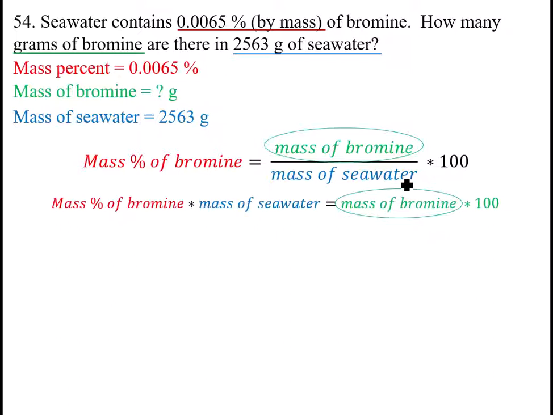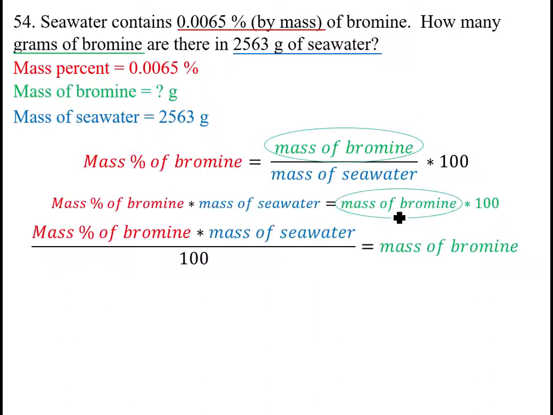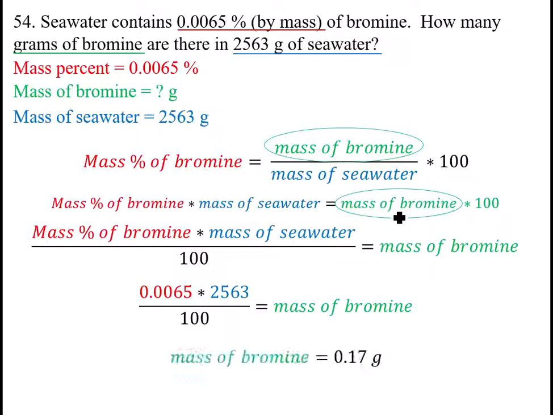Whenever I'm doing these equations, this was division, so the opposite of division is multiplication. This is multiplication, so the opposite of multiplication is division. So now I want to divide both sides by 100. So I get my formula, and then I plug in my numbers: 0.0065 times the 2,563 divided by 100 is the mass of bromine. When I do that math, I get 0.17 grams of bromine.